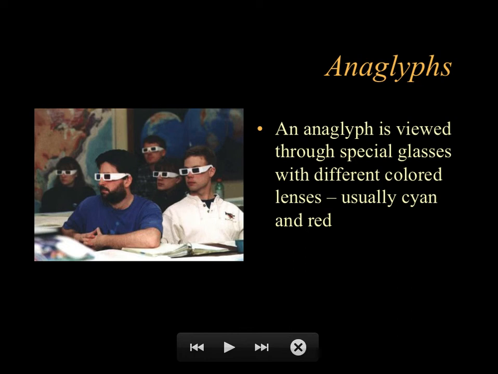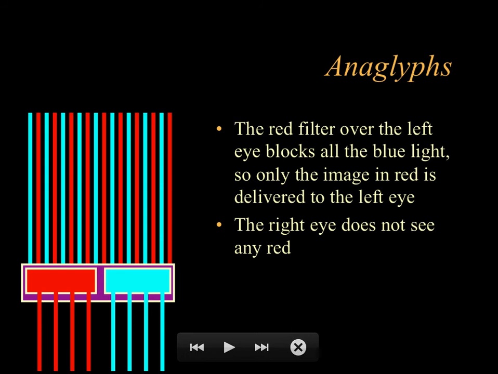Anaglyphs are special glasses that have colored lenses, usually cyan and red. With the red filter, only red light gets through. With the blue filter, only blue light gets through. So the right eye doesn't see anything that's in red, and the left eye doesn't see anything that's in blue. And so between them, you end up giving a separate image to each eye.